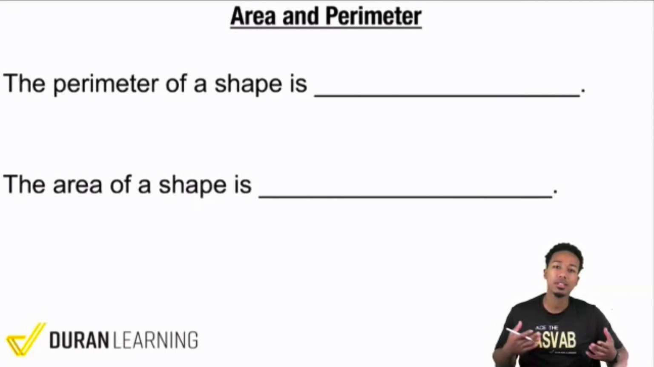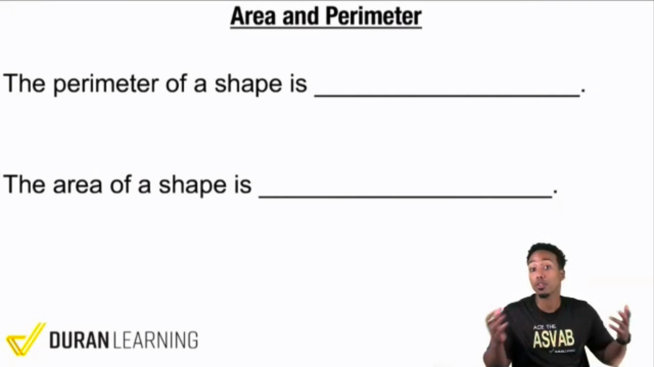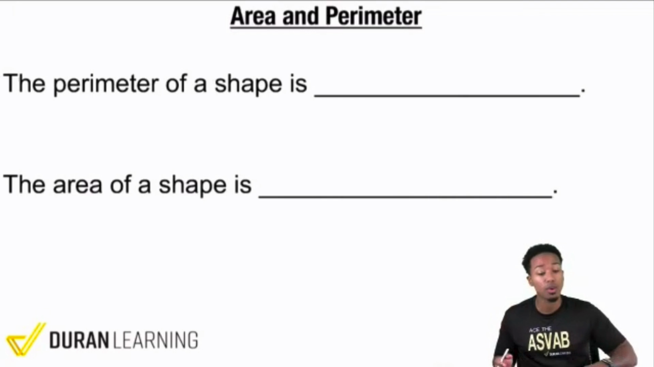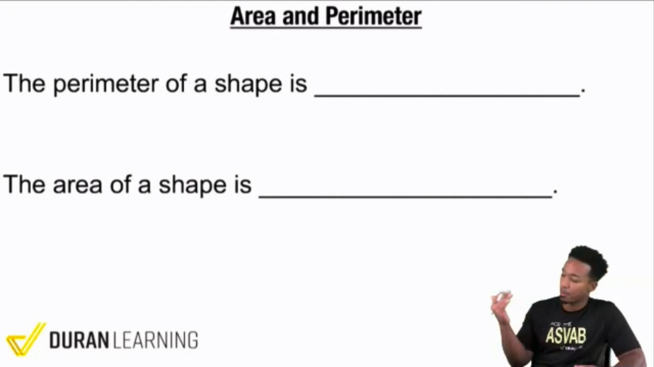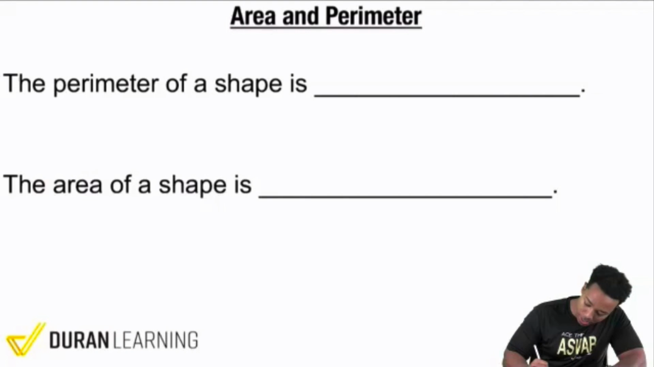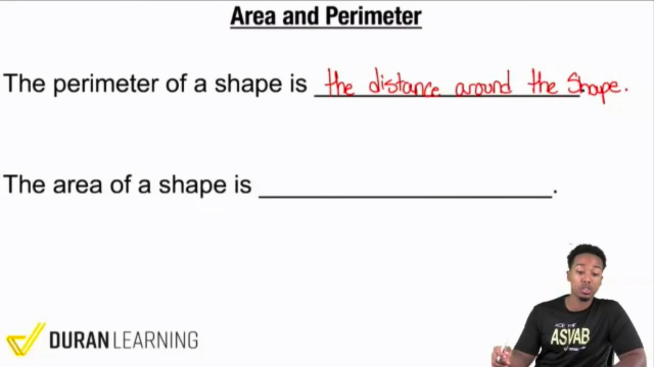And so if you ever need a little bit of help remembering that, remember that in action movies, whenever they say secure the perimeter, typically they're saying, hey, secure the border, secure the outside. And so that is what a perimeter is. The perimeter is the outside of that shape. And in math, it's the distance around that shape. I definitely didn't give myself enough room here, but that's fine. The distance around the shape.